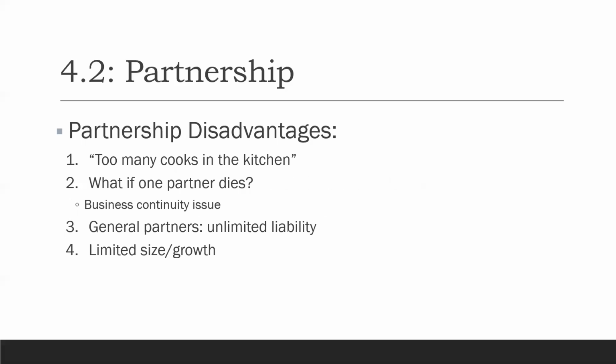Disadvantages of a partnership. What if you have too many partners? Too many cooks in the kitchen can spoil the dish, right? That can happen in business too. A partner dying causes a business continuity issue. Your general partners have unlimited liability. That's a big disadvantage. And point four, you are limited in terms of size and growth, as compared to something like a corporation, which can raise more capital, especially a publicly traded corporation.